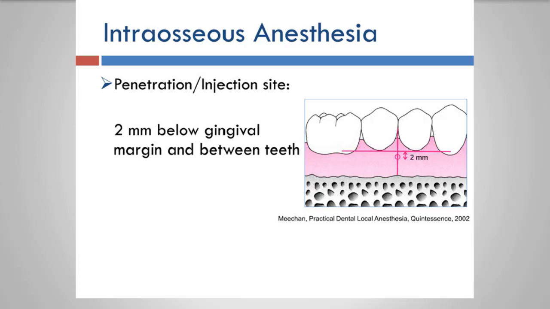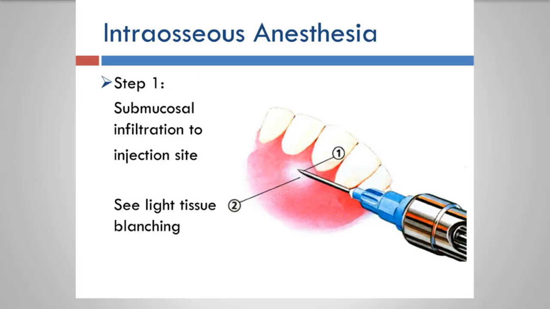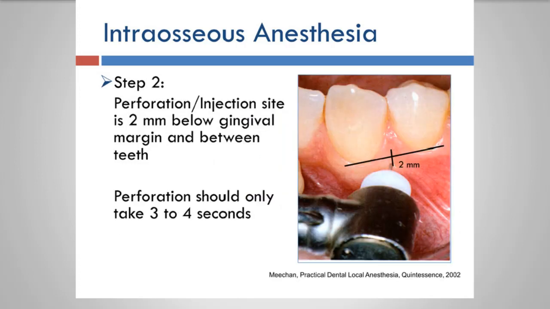We'll give a little infiltration over our injection site, then we'll go ahead with the perforator and make the little hole there. And notice on this patient, we're just barely in attached gingiva. But you want to be in attached gingiva because this is a slowly rotating handpiece here.